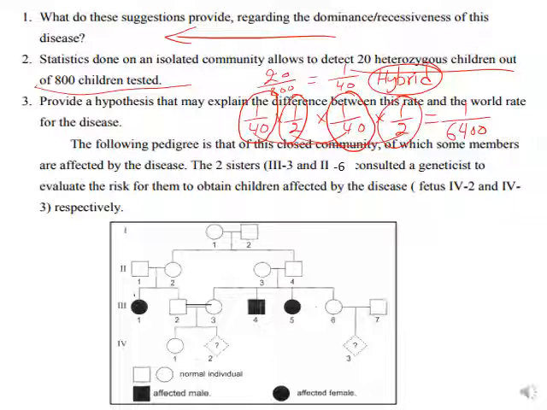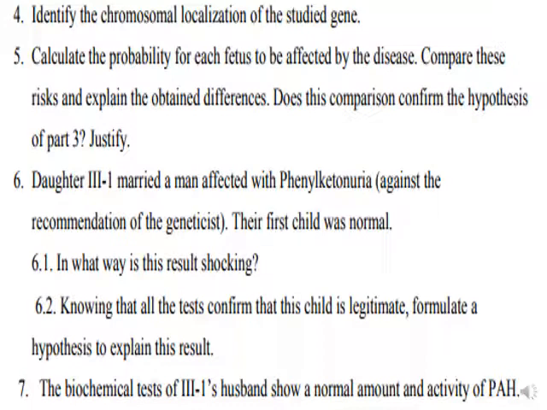The following pedigree is that of this closed community, of which some members are affected by the disease. So here, the two sisters consulted a doctor. So 3-3 and 3-6 consulted a doctor to evaluate the risk of having an affected child. So what is the risk of having an affected child or affected fetus, like the case in 4-2 and 4-3? So they consulted a doctor. Let's see what happened. They say, identify the chromosomal localization of the studied gene.